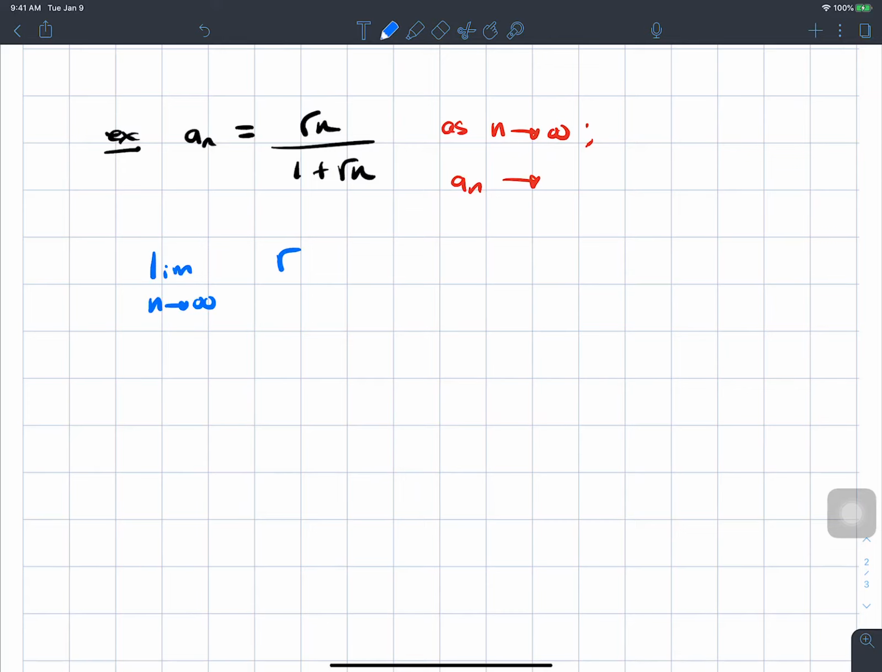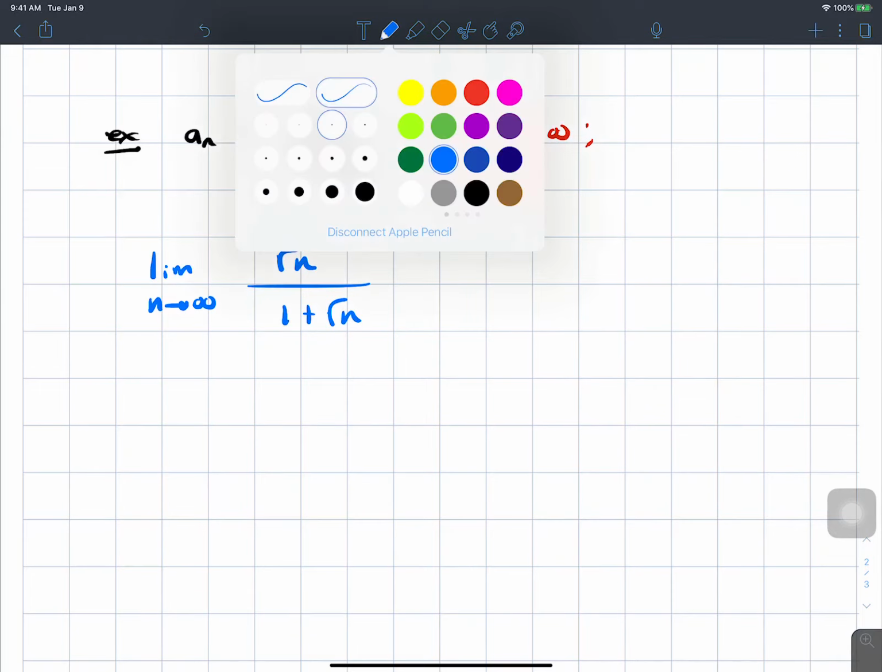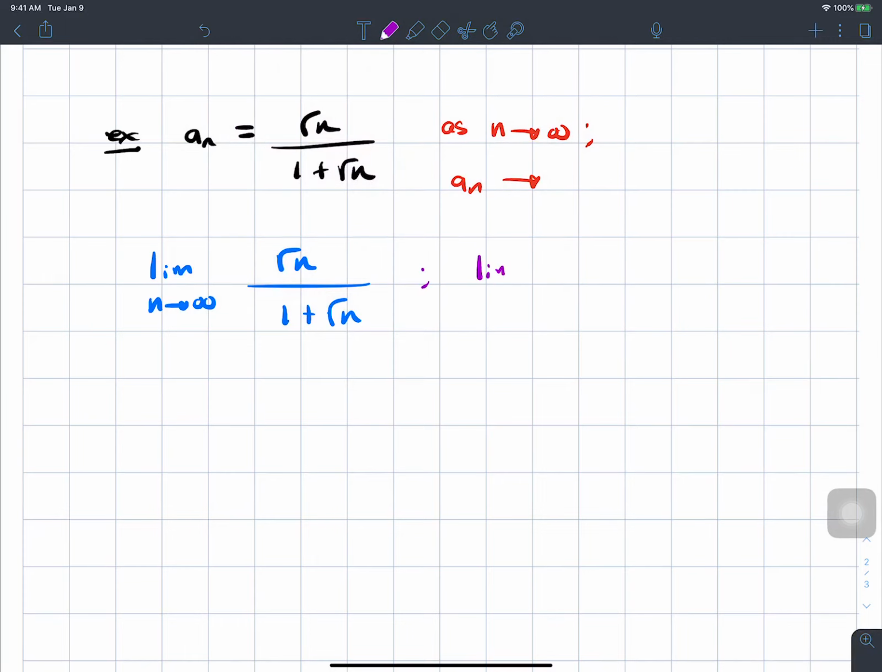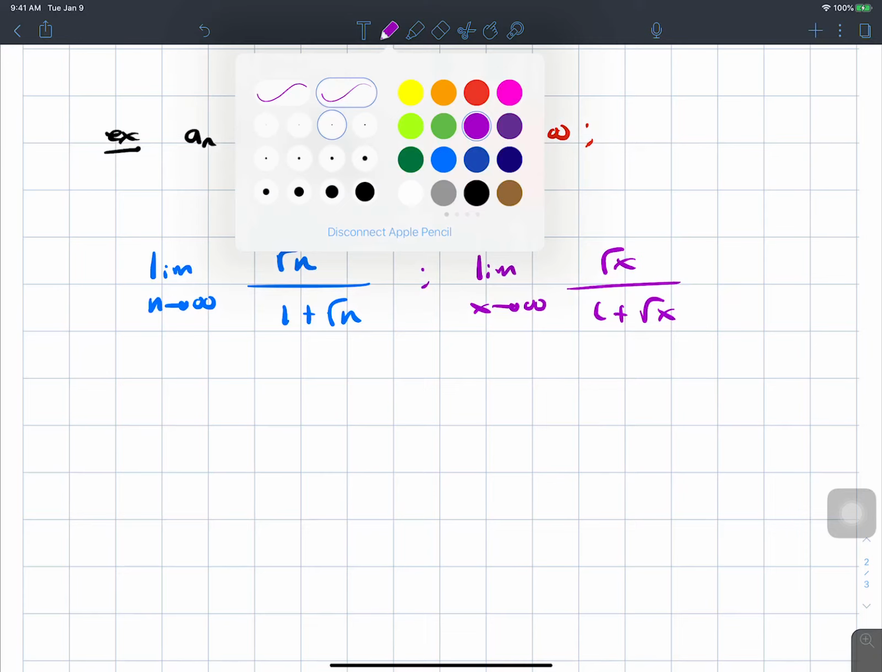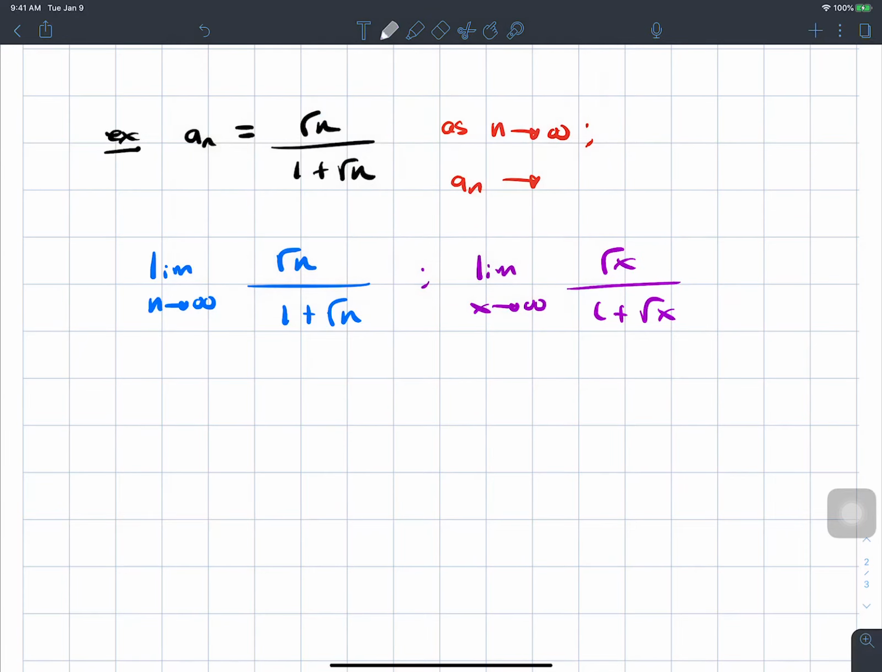N goes to infinity of the square root of n over 1 plus the square root of n. And like I said, this is just like saying the limit as x gets big of the square root of x over 1 plus the square root of x. Although technically this is not a rational function, since the numerator and denominator are not strictly polynomials, it's rational-like, and you approach it exactly the same way. Divide every term by the variable with the highest power in the denominator. And that's going to be the square root of n.